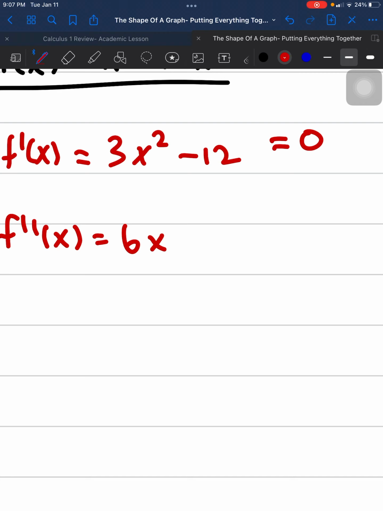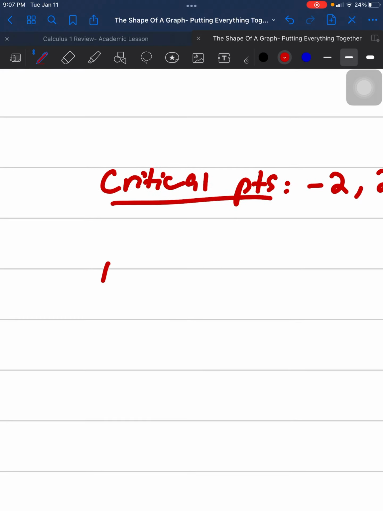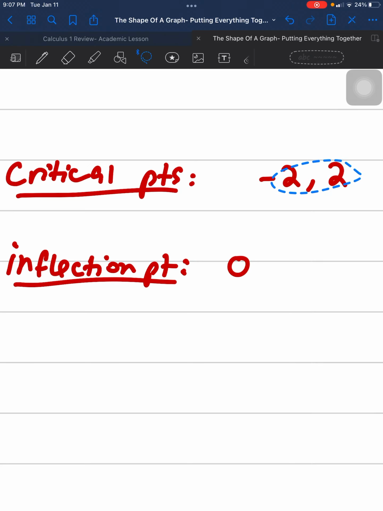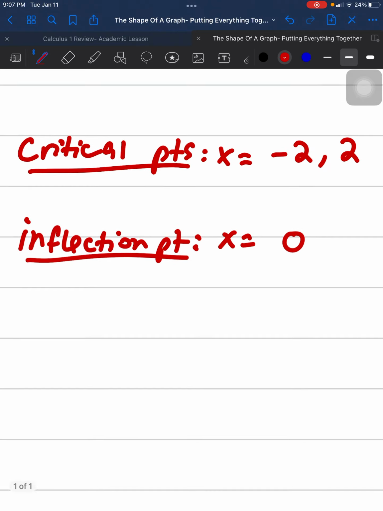And for the second derivative test, we said that we want to determine the inflection points, that those points are where the concavity changes, and those points are where f double prime of x is equal to 0. And we determined the inflection point. They could be multiple, but in this case it was just one. The inflection point was 0. So let me actually write: the critical points are x is equal to -2 and 2. Inflection points are x is equal to 0.